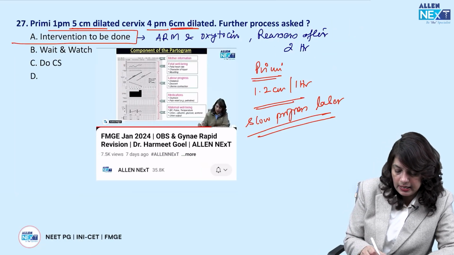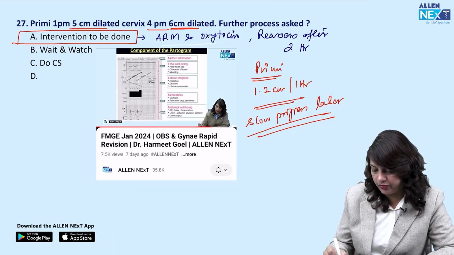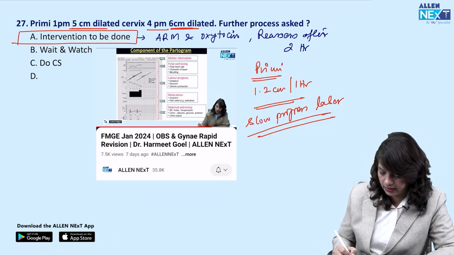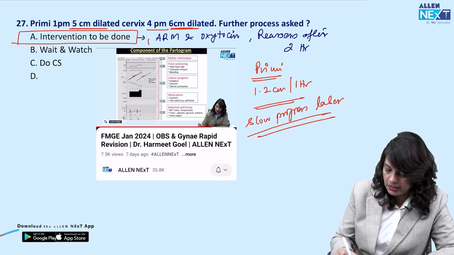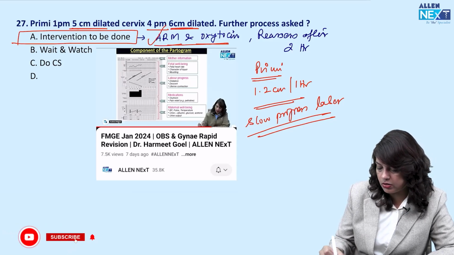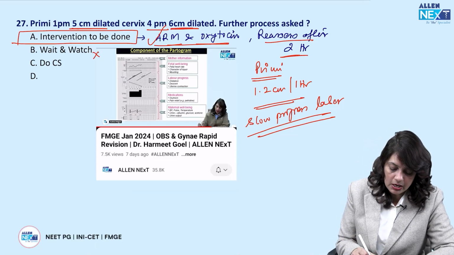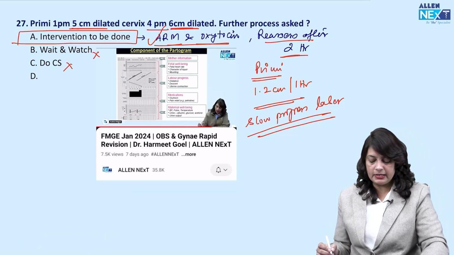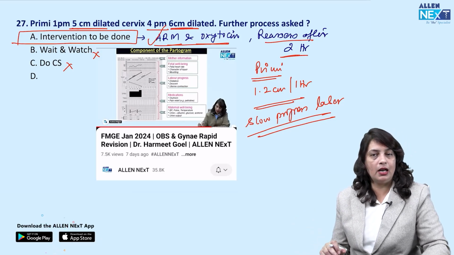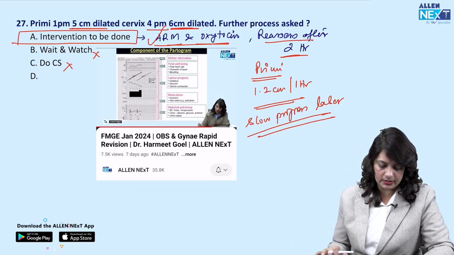Some students were saying that ARM, oxytocin and reassess after 2 hours was written. If that was written in the option, I am going to mark ARM, oxytocin and reassess in 2 hours. No need for wait and watch and no need to go for a cesarean section. With this intervention, the labor will progress. Next.